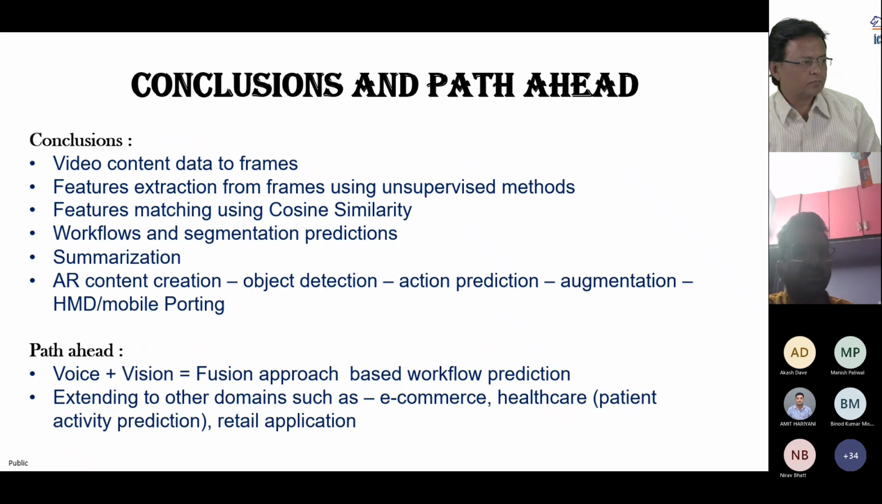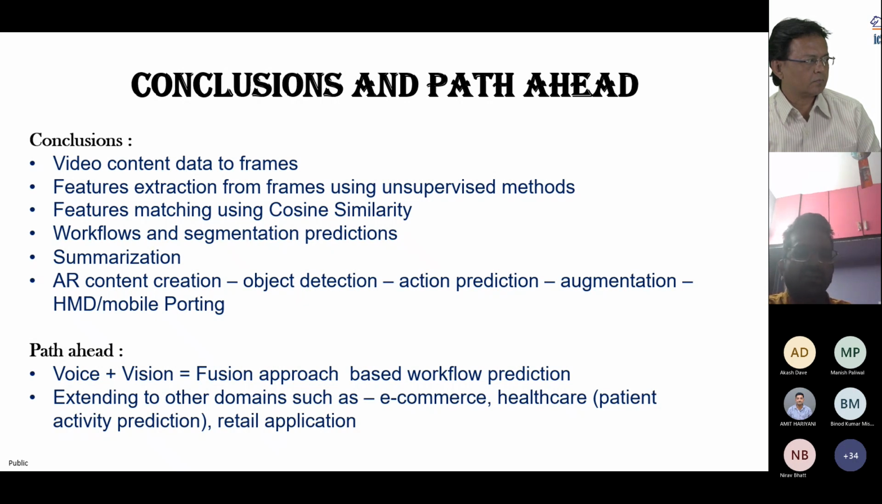So the conclusions of what I presented: how from the video we segmented the data, how we use the workflows for AR content creation, and how this can be put onto mobile devices or HMD devices for action prediction. This is how we described the paper in the presentation.